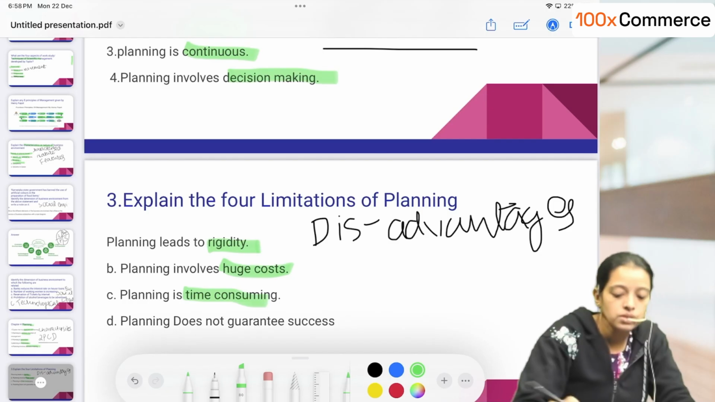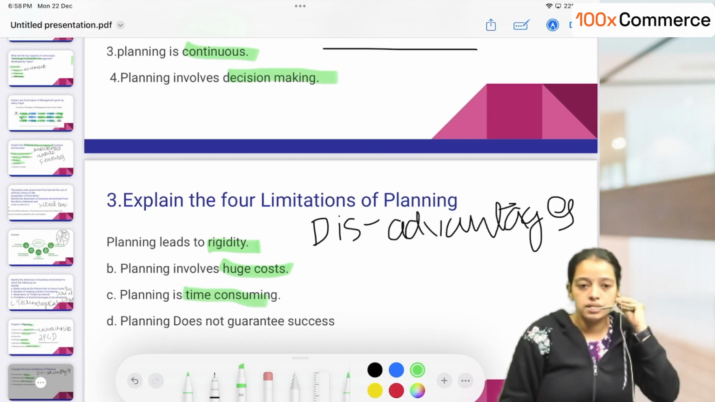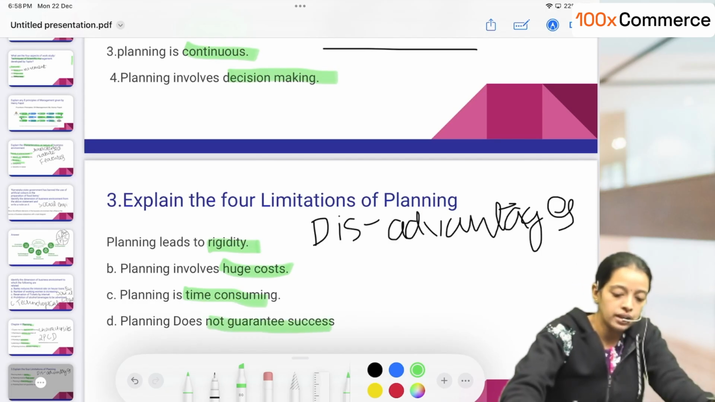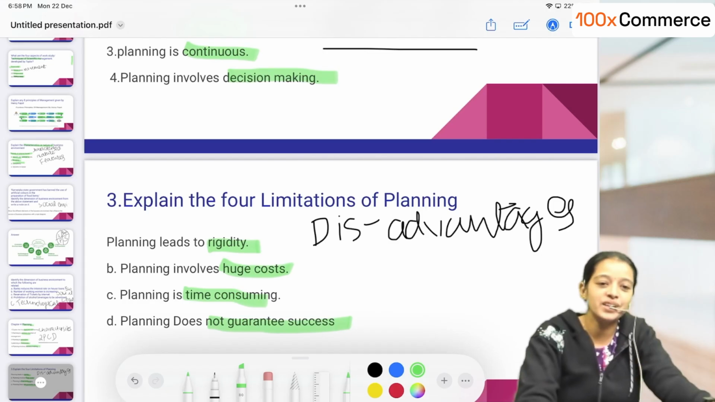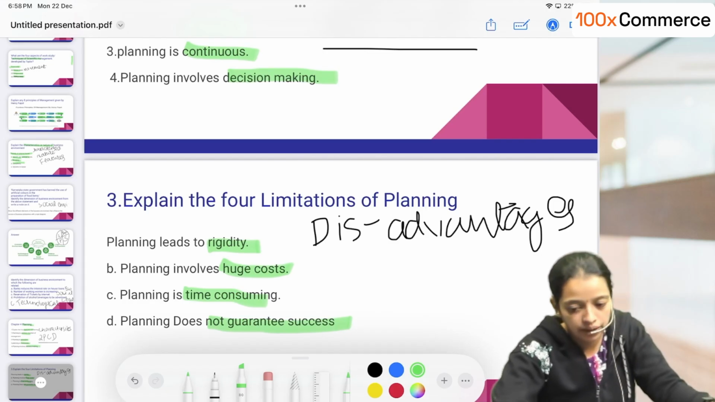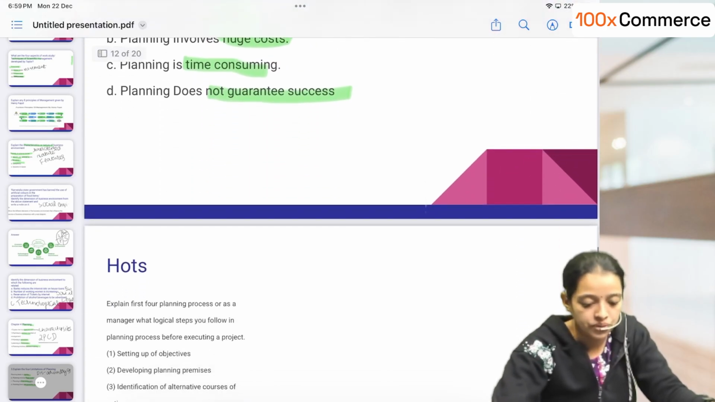It is a time consuming process. It is not that easy. Definitely it is going to take a lot of time. Then planning will not guarantee any success. So there is no guarantee for the success as well. So these are the 4 points that you can remember easily and explain according to your convenience.